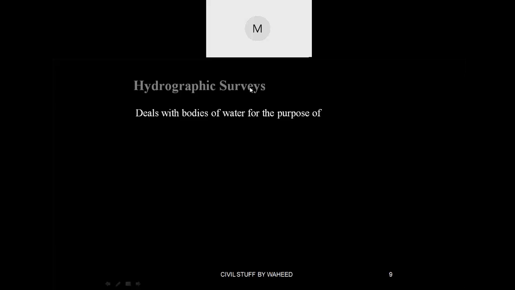Now, hydrographic survey. It deals with the bodies of water for the purpose of navigation, water supply and harbor works.